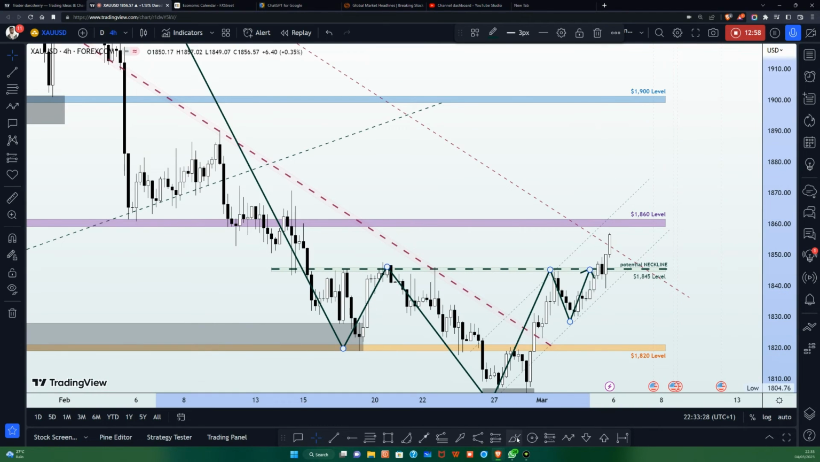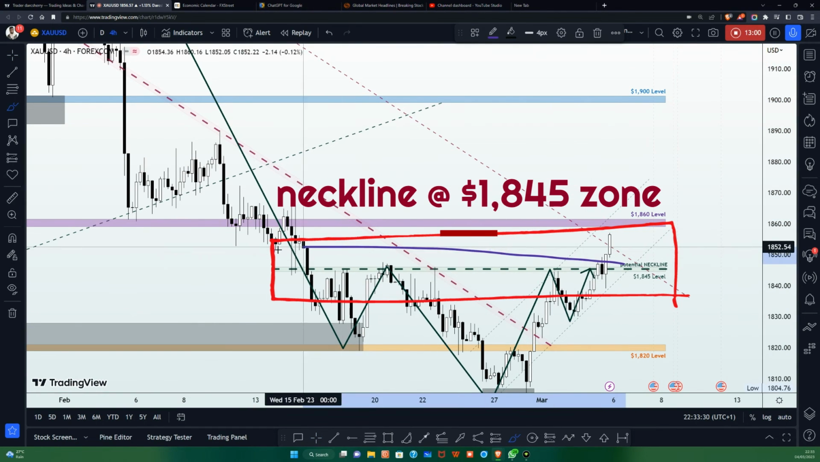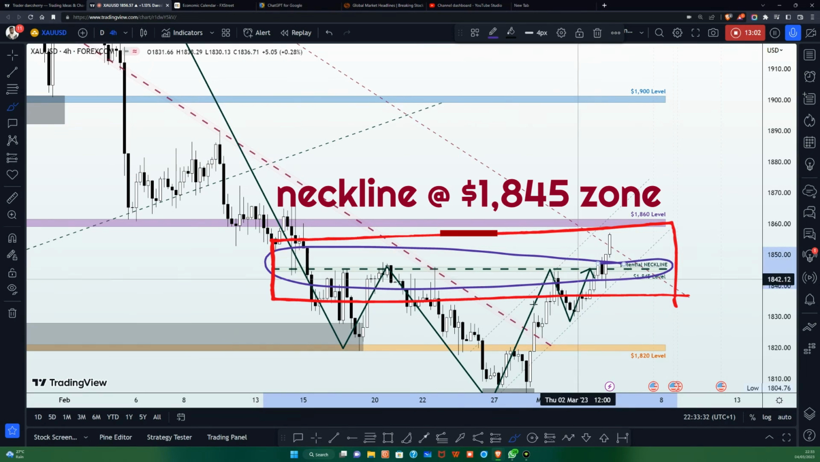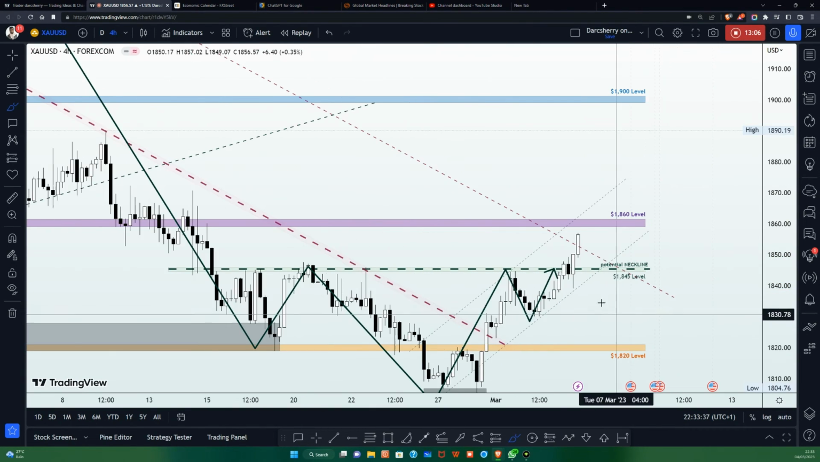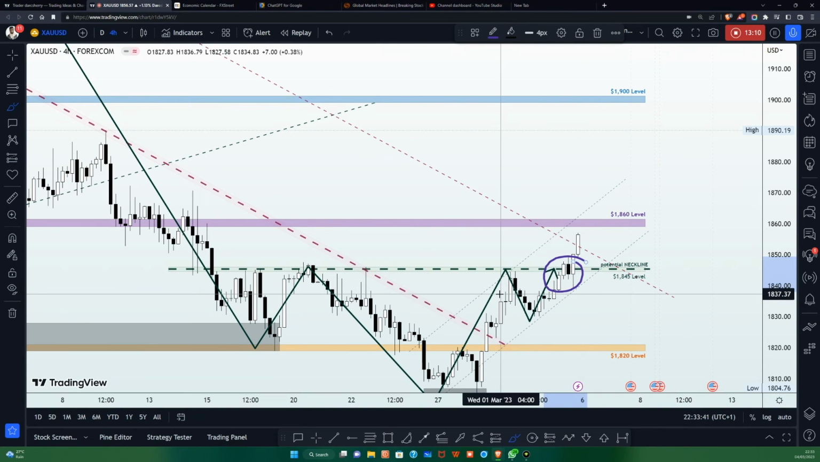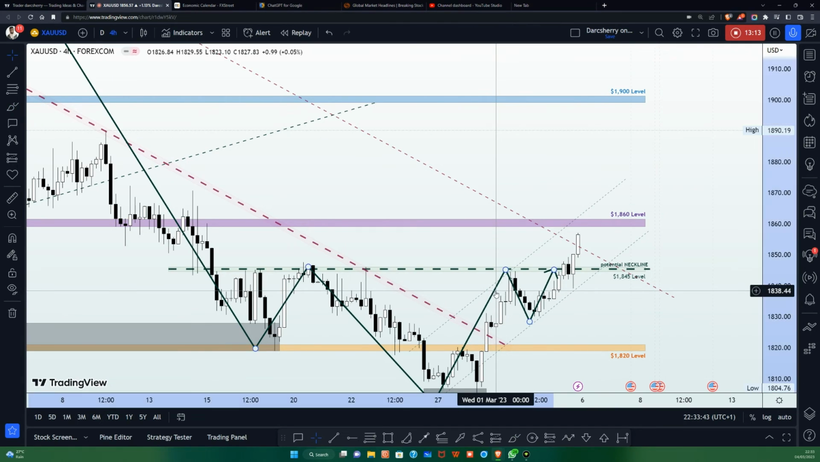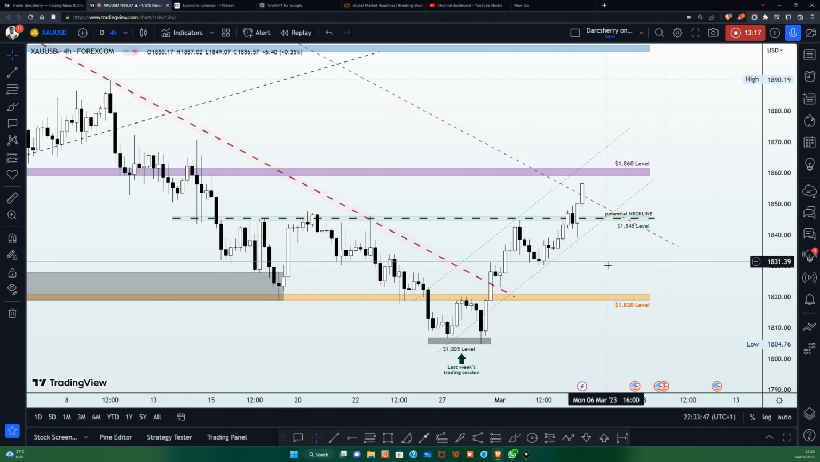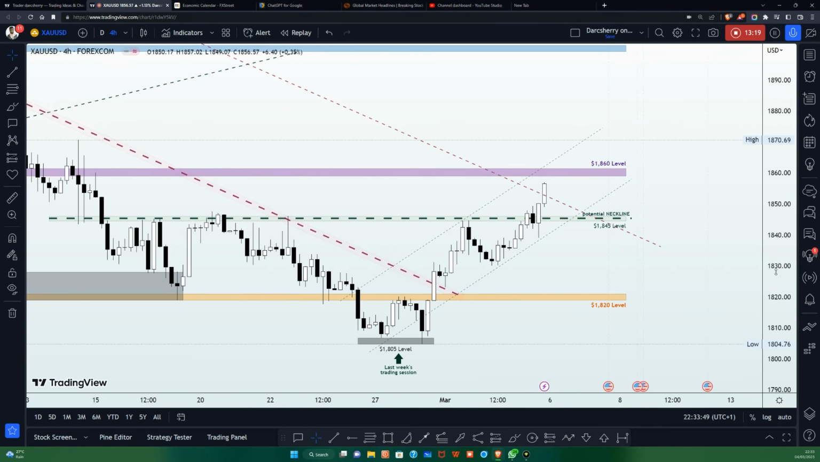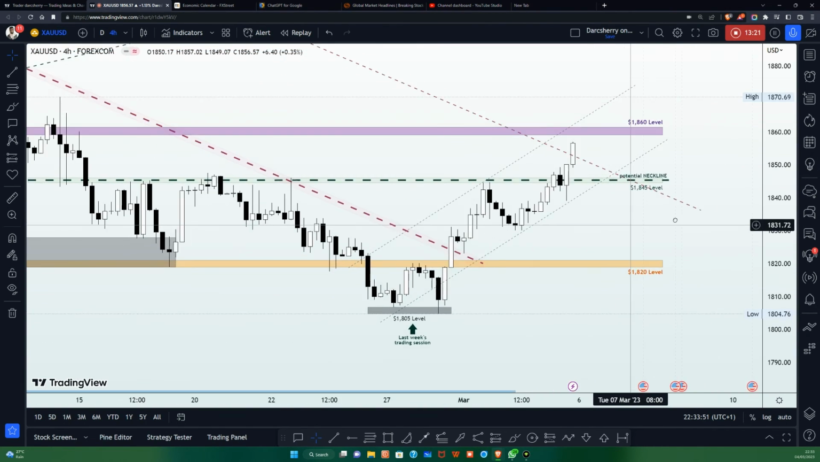where the neckline of the reversal pattern here falls at exactly the $1,845 level, which has been a major determinant of price action in the past. And with the breakout of that neckline, this is a beautiful signal that the reversal pattern at this point is very, very mature.